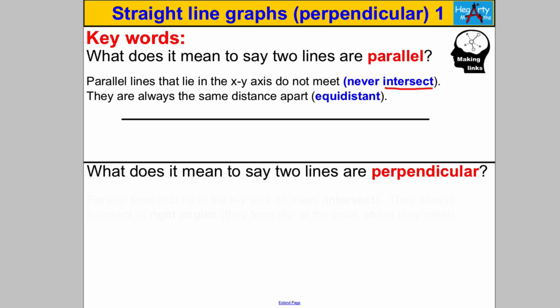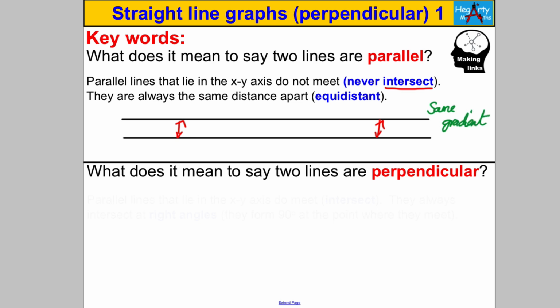So for example, say I took a line like that. Imagine that went on forever, and I did another line like that. These two are parallel because they're never going to meet, and they are always the same distance apart. Now there is a condition on the gradient of parallel lines we've already spotted: parallel lines have the same gradient, and that was really important for us.